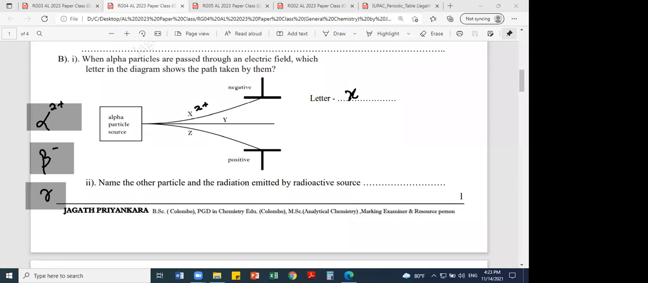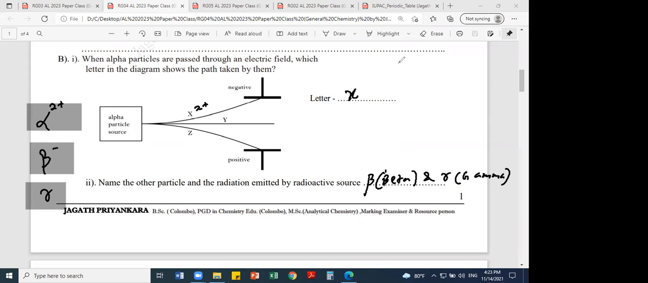The next one: name the other particles and radiations emitted by a radioactive source. Other than alpha particles, a radioactive source can emit beta particles. So you can write within brackets beta and gamma. Gamma, right? So a radioactive source can emit these three: alpha, beta and gamma. Next they ask about the highest penetrating power.